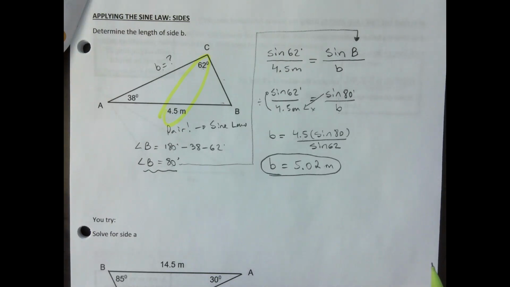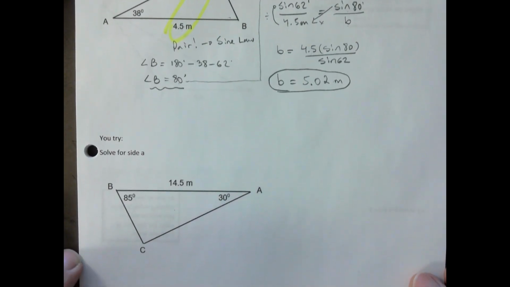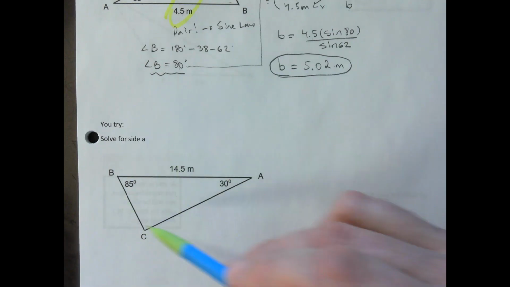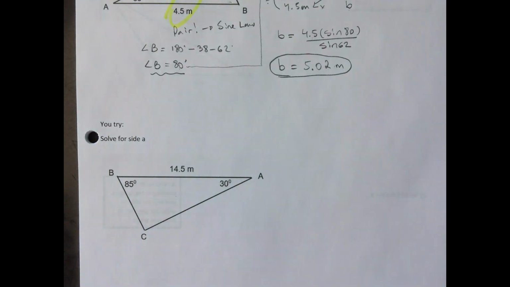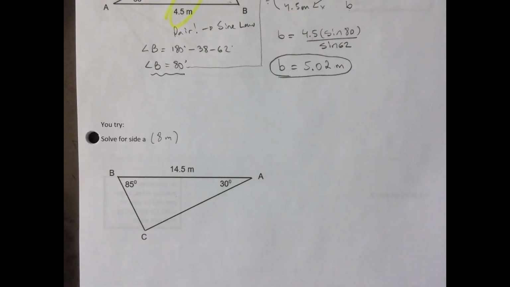I'm going to ask you to try right after one example, because I believe in you guys. Based on what you've just seen, I want you to solve for side A here, given that scenario. Put it to the test. See what you get. You're supposed to get 8. I'll tell you already that it's 8 meters if you do that correctly. So give it a try. Then we'll do angle.